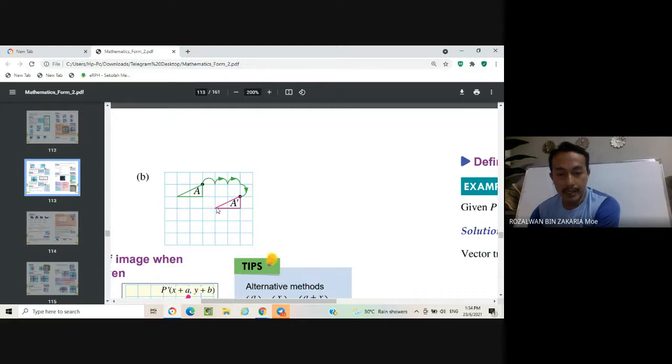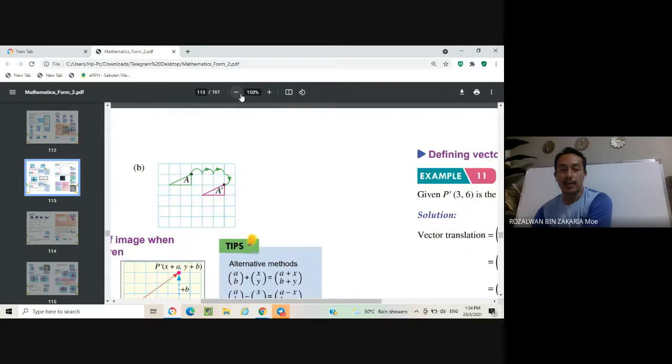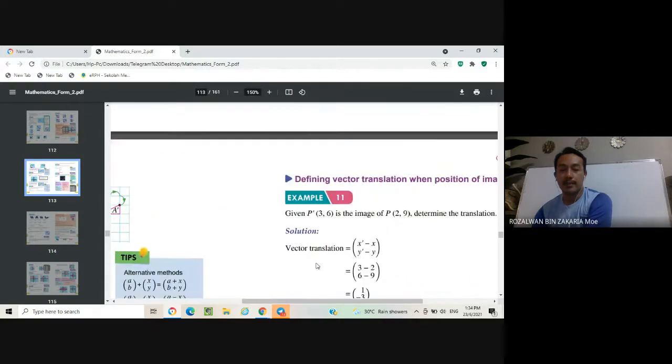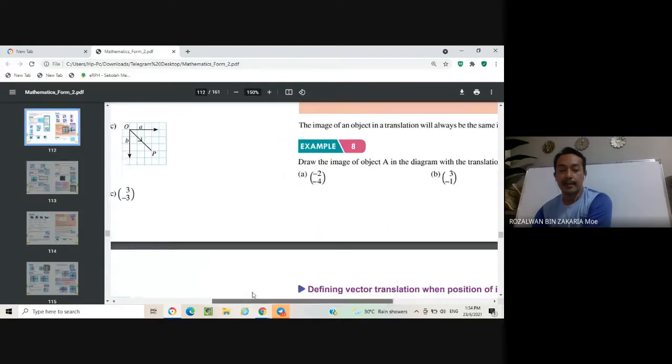After you already get all the points of the image for the object A, then you join those points. Then you will get the image A prime for the object A here. So that's how to answer example 8 there. Okay, all right, class.